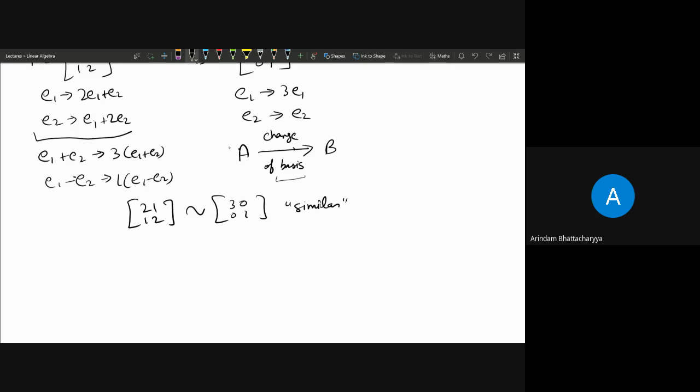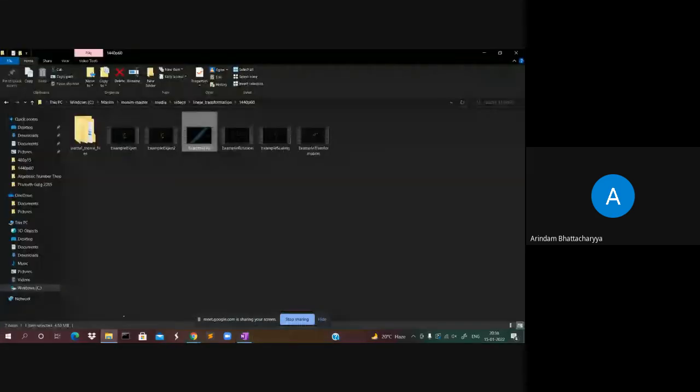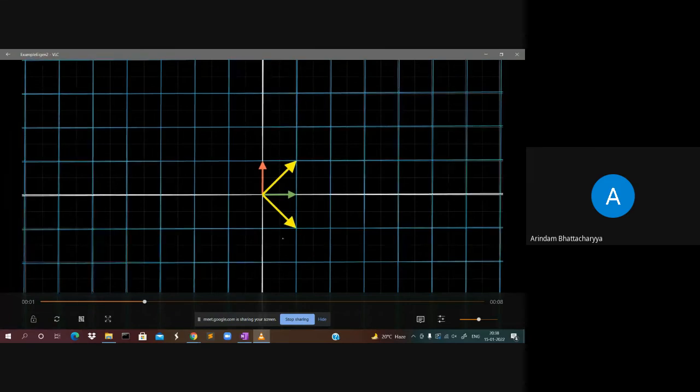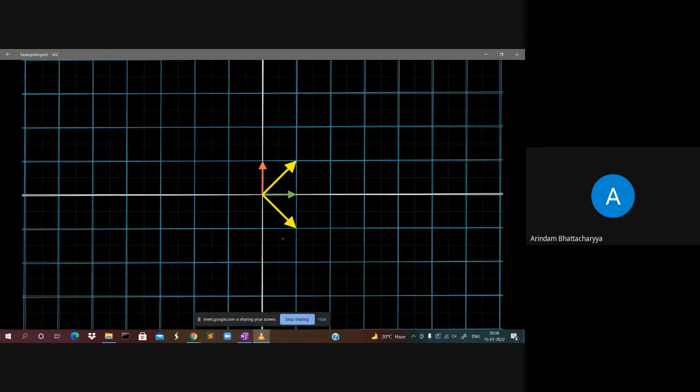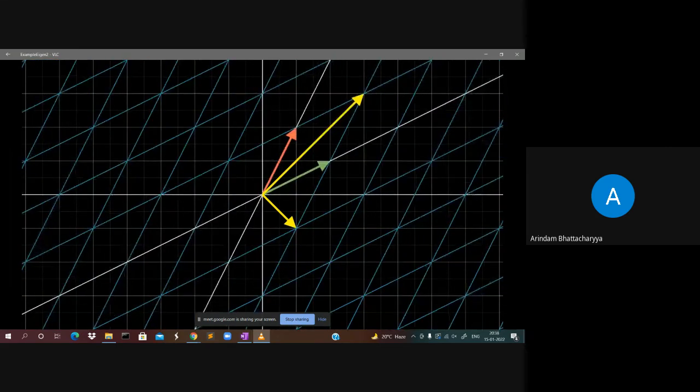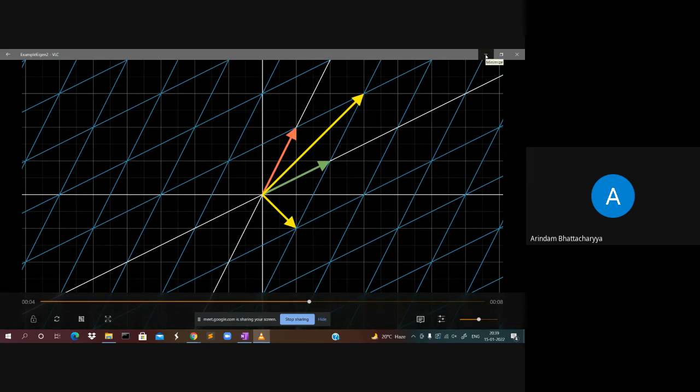So okay, let me end with the video for the map. So you see, we have E1, E2, E1 plus E2, and E1 minus E2, and we will apply the map F. And you see, both E1 and E2 are not on what their previous span was, but E1 plus E2 and E1 minus E2 are on their span, right? Did that make sense?